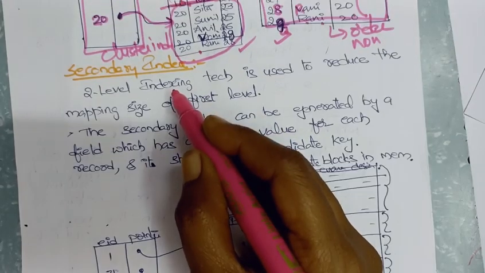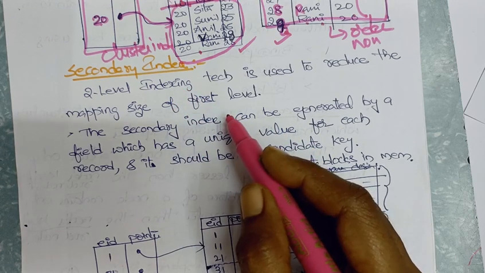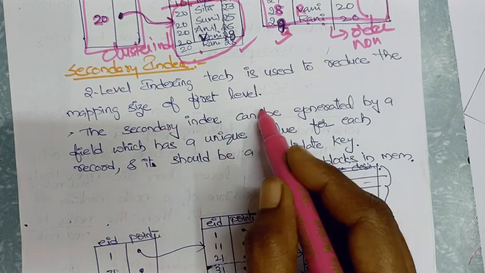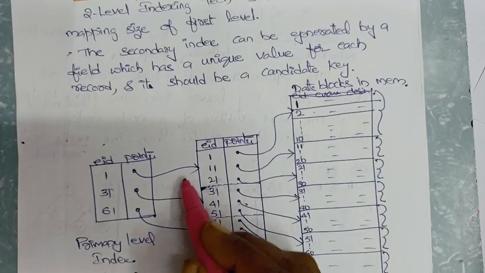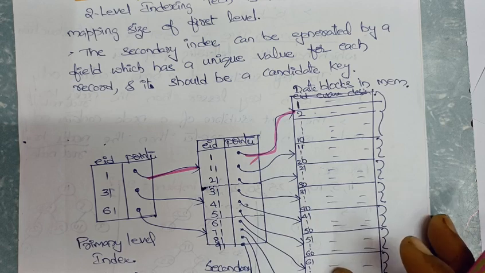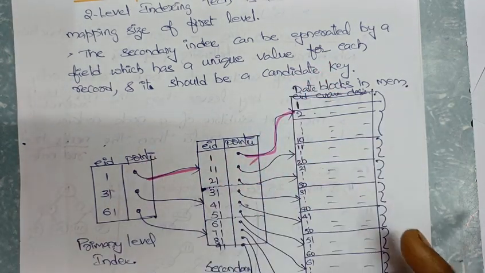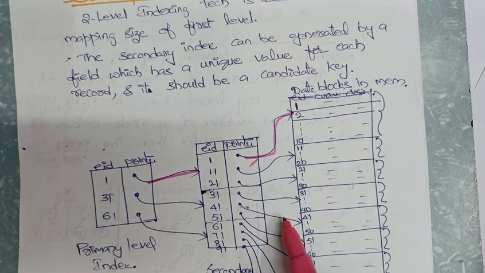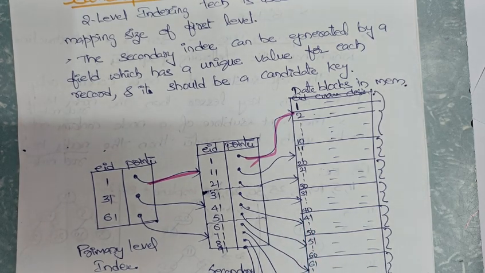Now we will see secondary index. Here, secondary index means two-level indexing techniques used to reduce the mapping size of the first level. If you observe, in the secondary level it maintains two levels of indexing, whereas in the primary level it maintains the indexing at only one level. Why does it maintain two-level indexing? To reduce the mapping size of the first level.